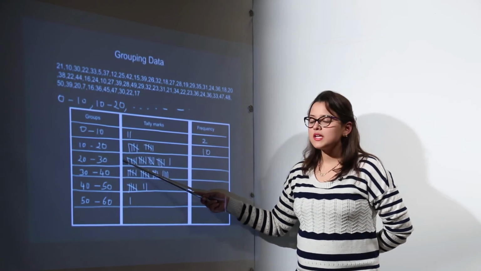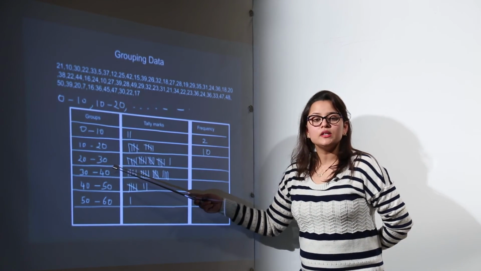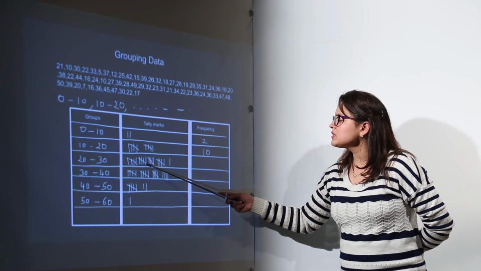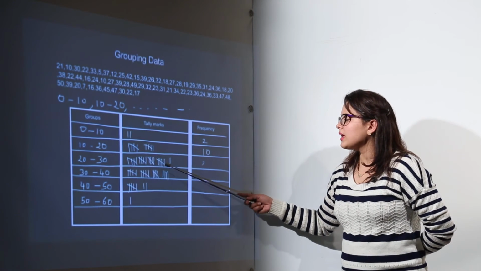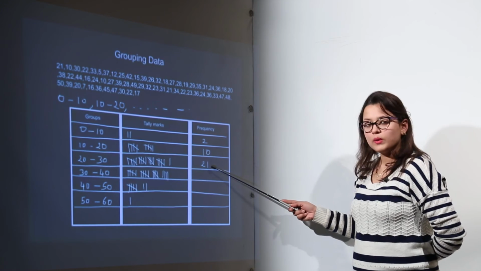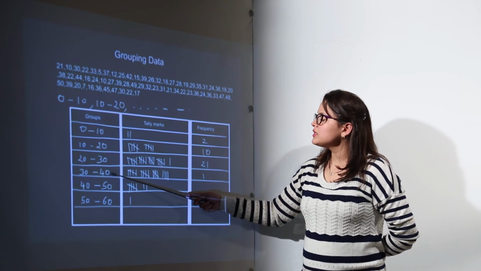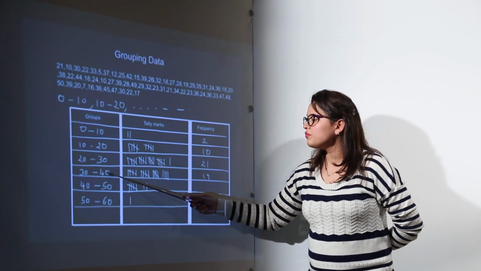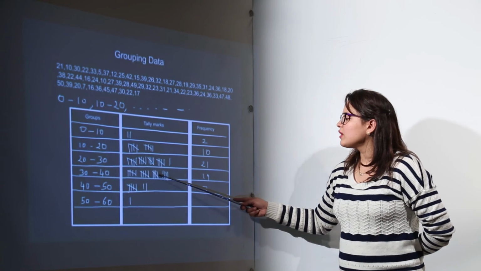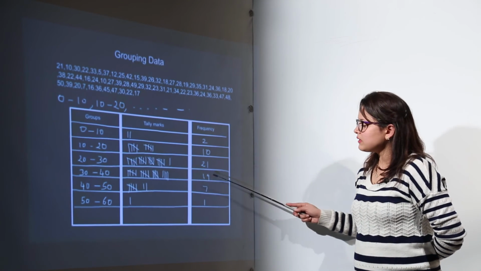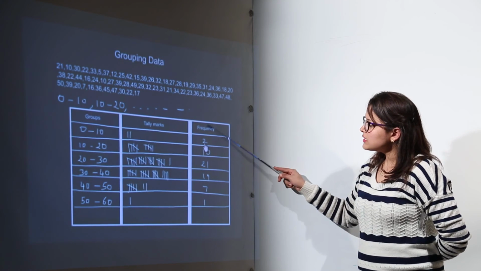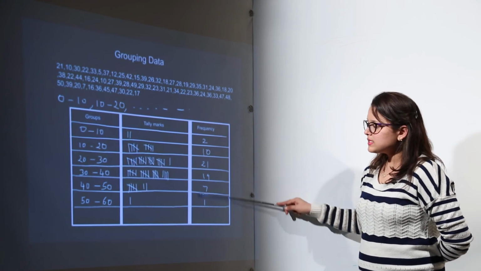How many students have secured marks between 20 to 30, that will be 5 plus 5 plus 5 plus 5 plus 1, that is 21. Again, how many students have secured marks between 30 to 40, that is 5 plus 5 plus 5 plus 4, that makes 19, and so on. So this is representing the frequency, right?